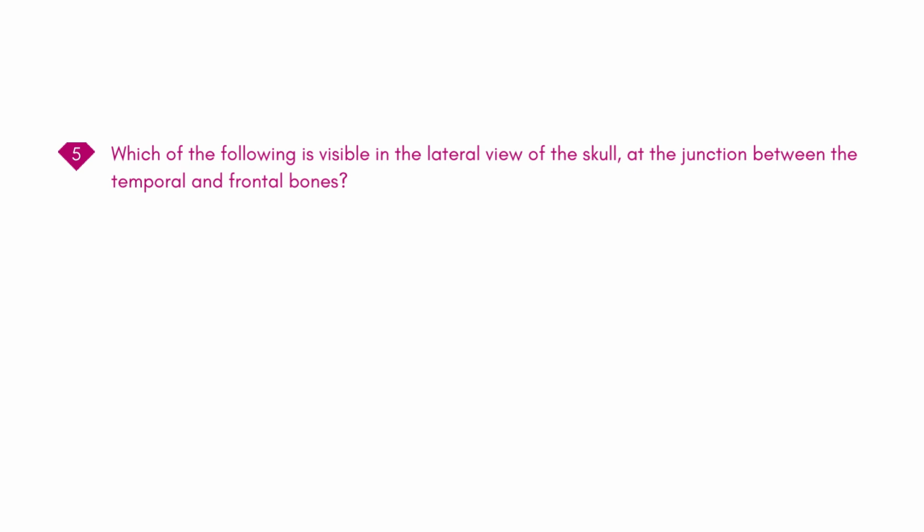Which of the following is visible in the lateral view of the skull, at the junction between the temporal and frontal bones? A. Pterion. B. Bregma. C. Lambda. D. Asterion. Answer: A. Pterion.